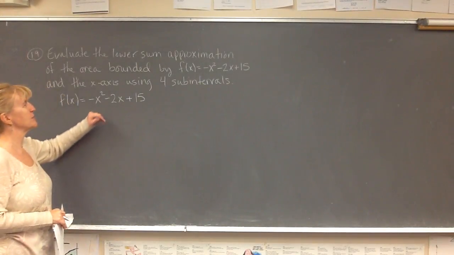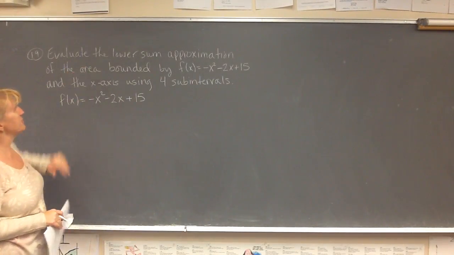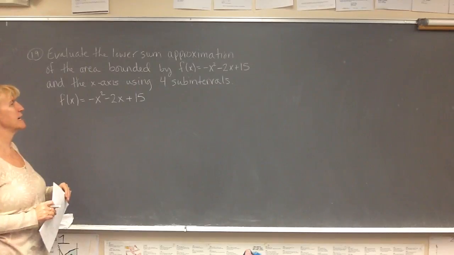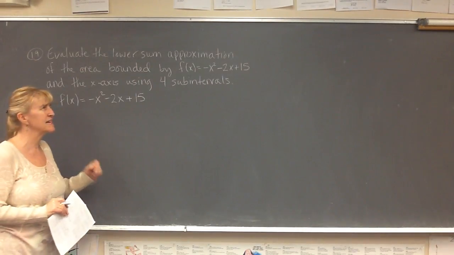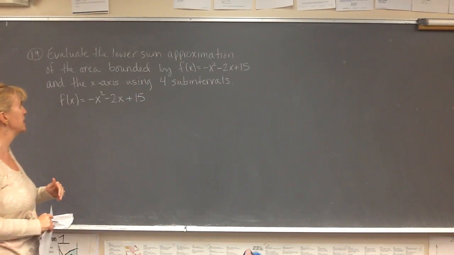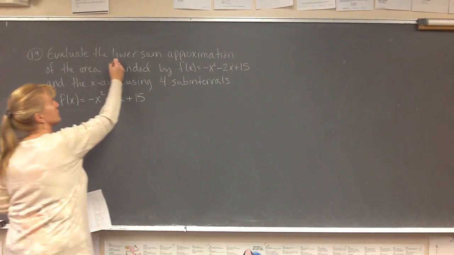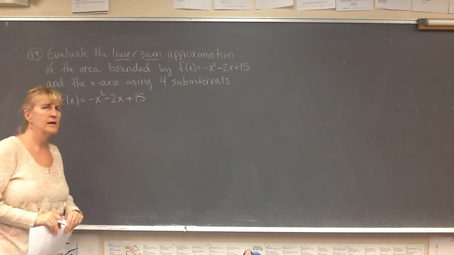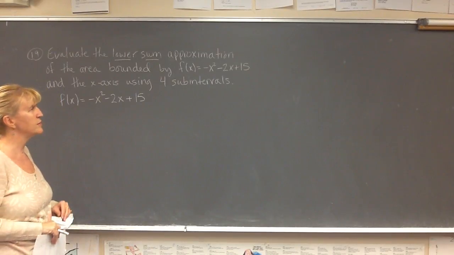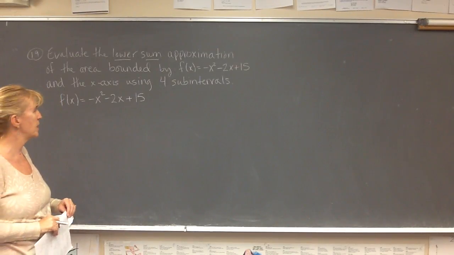We're going to be working on question 19. We were asked to evaluate the lower sum approximation of the area bounded by f of x equals negative x squared minus 2x plus 15 and the x-axis using 4 subintervals. I want a lower sum approximation. And this question has a couple little twists to it as we'll see as we go throughout the problem.